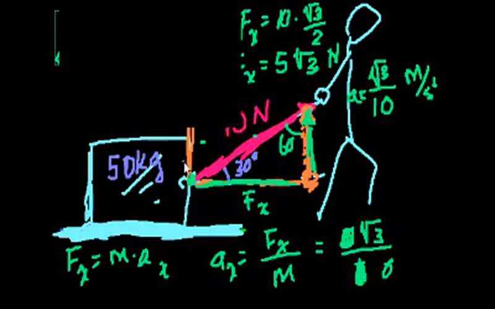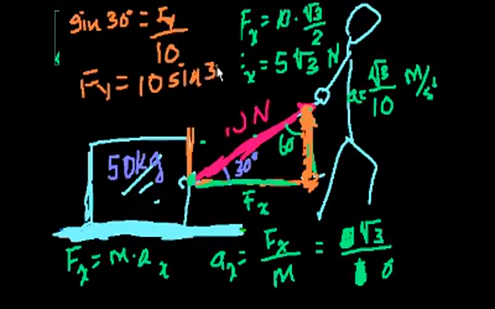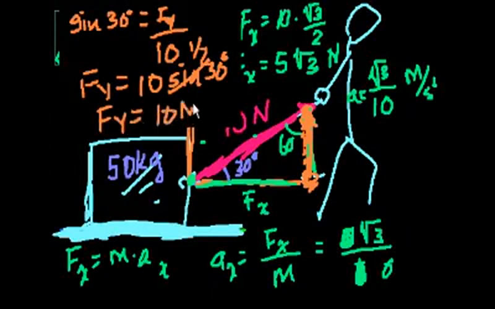Okay, so similarly, we want to figure out the length of this vector right here, the force in the y direction, and we could use the same logic. That's going to be the sine, right? The sine of 30 degrees is equal to opposite over hypotenuse, which is equal to force in the y direction divided by the hypotenuse, 10. So the force in the y direction is equal to 10 sine of 30. Sine of 30 degrees is easier. That's 1/2, in case you haven't memorized it. So this is 1/2 times 10. So the force in the y direction is equal to 5 newtons.